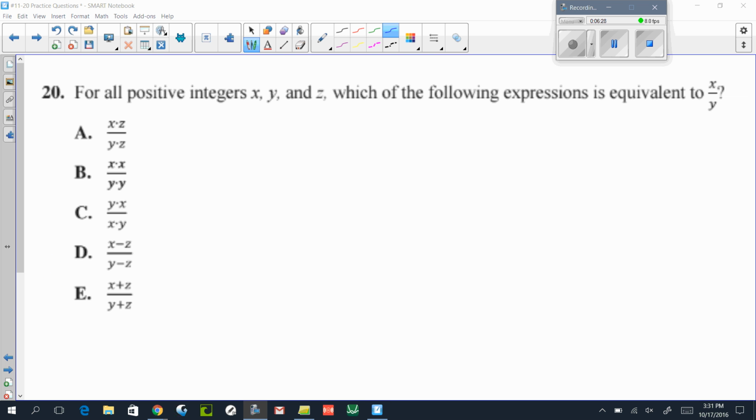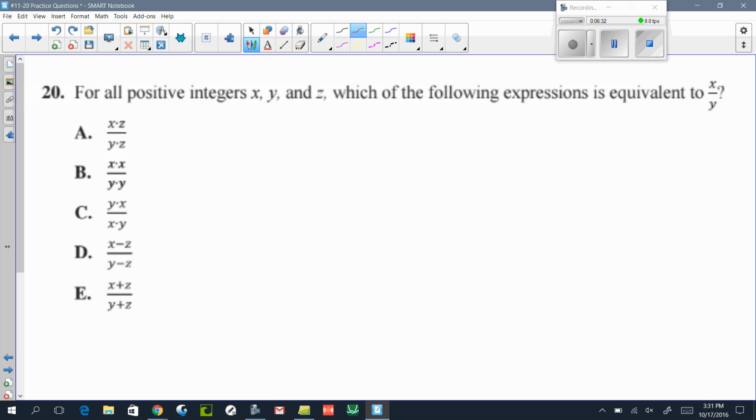The last question I want to look at is number 20. This is also one that you mentioned might have been difficult or challenging. This question is just asking what is algebraically equivalent to x divided by y. The thing to remember here is that when you have x divided by y, what we do to the top, we must do to the bottom. If we divided both or multiplied both, that isn't going to change the value.